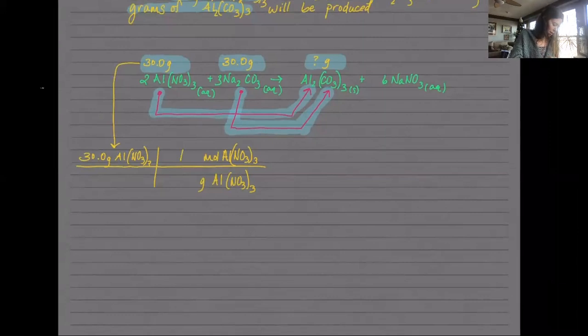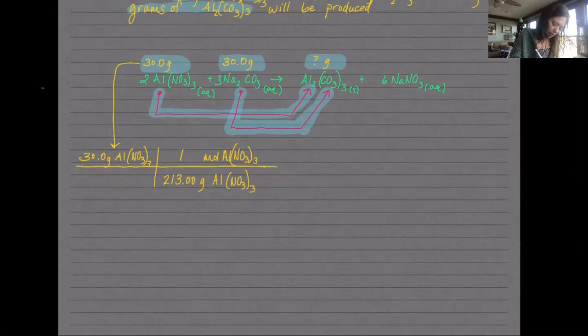So right now, I'm going to calculate the molar mass. I'm going to get my 9 oxygens. I'm going to add my 3 nitrogens, and I'm going to add my aluminum. And lucky for me, I pretty much have those memorized. So that is 213, assuming I did not make a mistake. I should do it again.